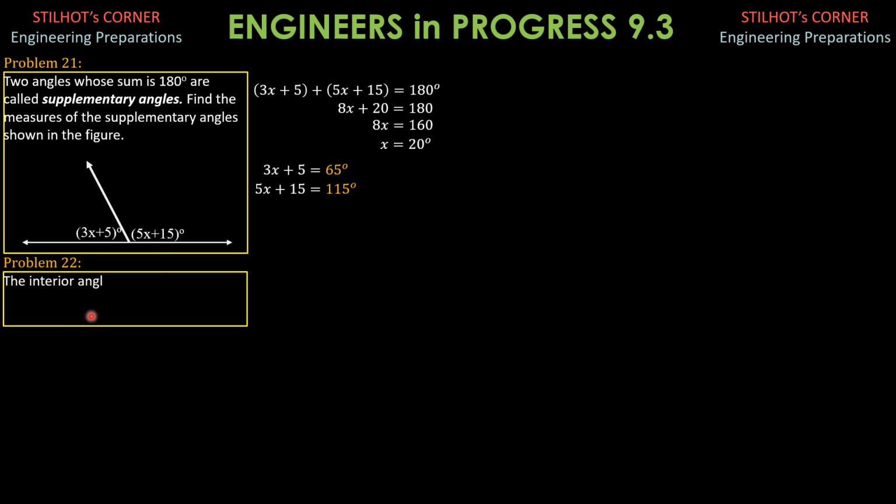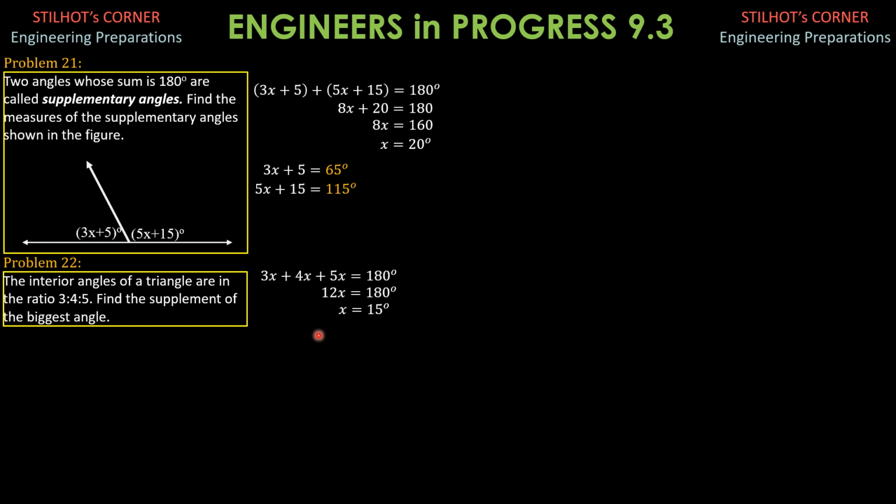Problem 22. The interior angles of a triangle are in the ratio 3 as to 4 as to 5. Find the supplement of the biggest angle. So we can also write this as 3x by 4x by 5x. Then the sum is 180 degrees. So 3x plus 4x plus 5x equals 180 degrees. 12x equals 180 degrees, so x equals 180 over 12, and that is 15 degrees.